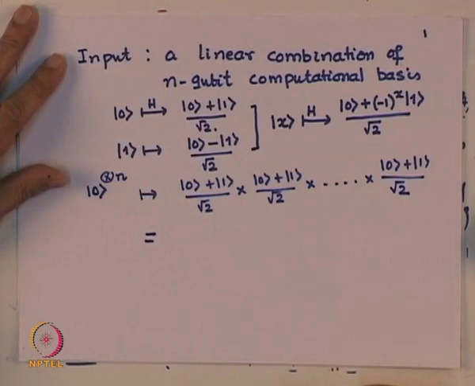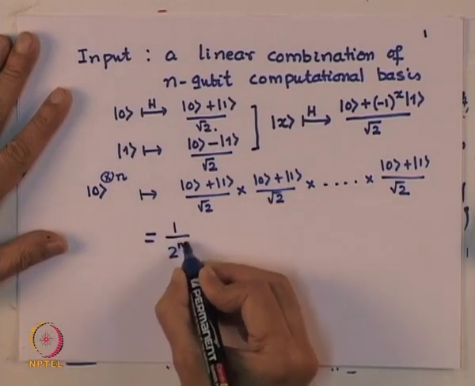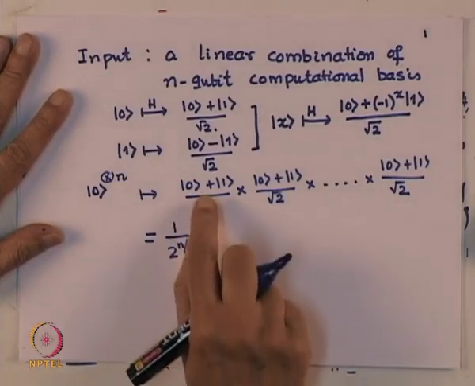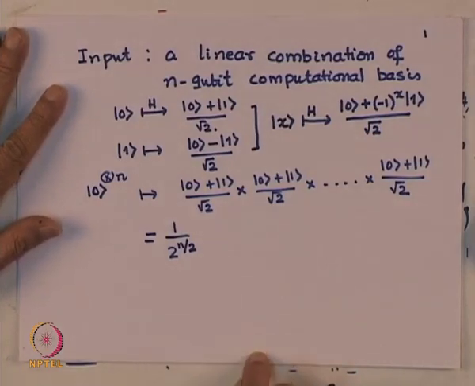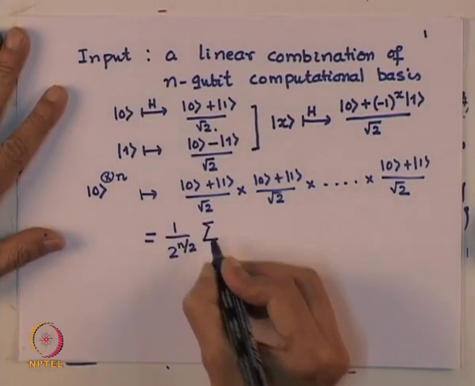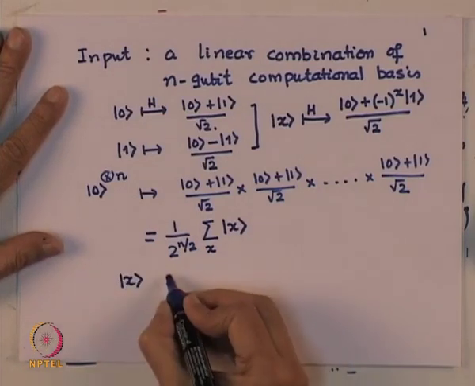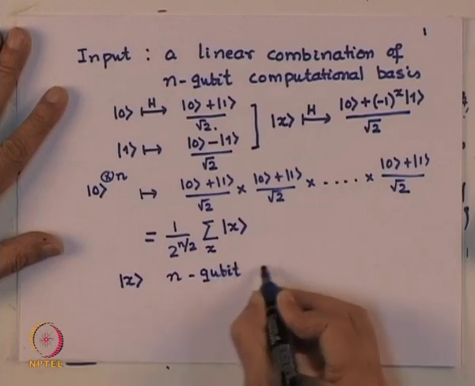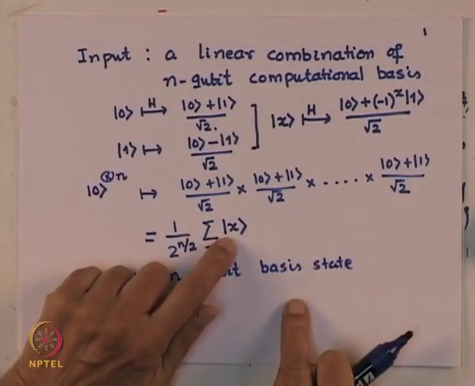Now if you expand this out, what do you get? There is a 1 by root 2 there, so I will get 1 over 2 to the power n by 2. There will be terms like 0, 0, 0, 0, 0, 1, 0, 0, etc. In other words, I will get a linear combination of each of the n qubit basis states, and each one of them appearing with the same strength. So this I will write as sum over x, where x is an n qubit basis state. This is simply a shorthand notation for 0, 0, 0, 0, etc.